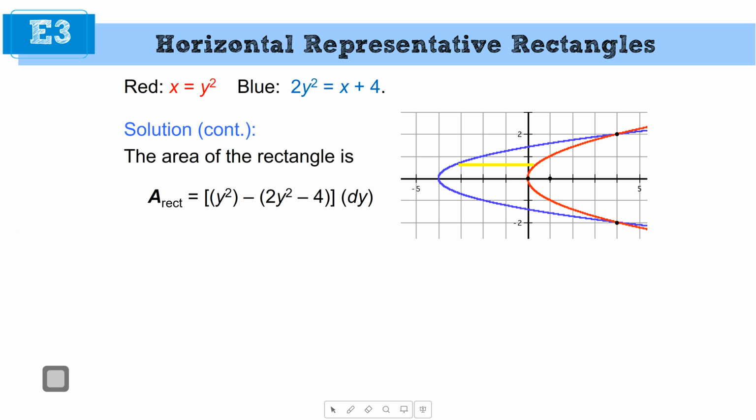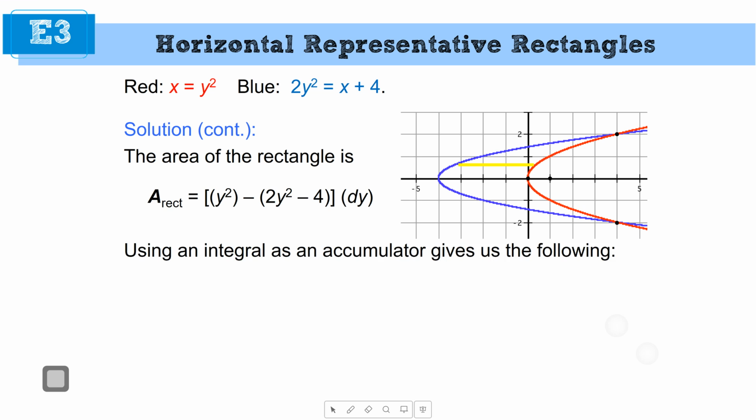There's the area of the rectangle. Right minus left times dy, which is the height of that rectangle. And then we want to add all those yellow guys up, and when we add them all up, we get that.